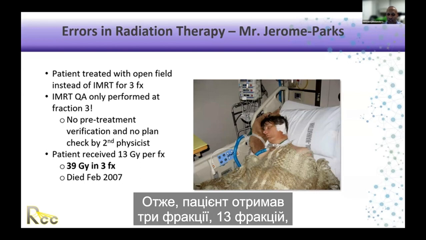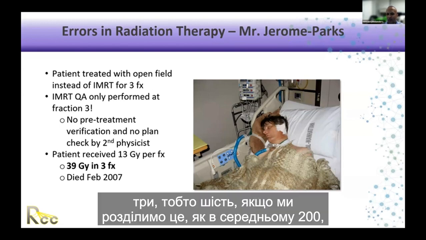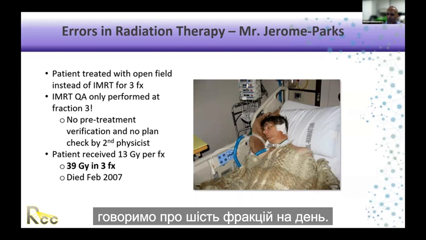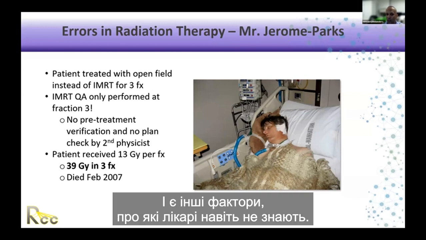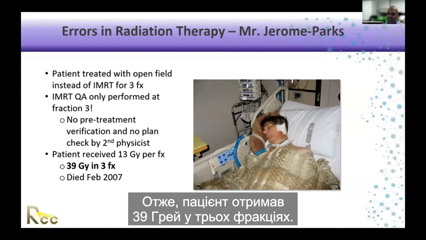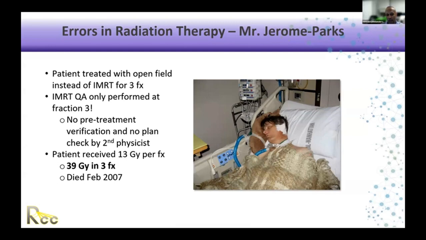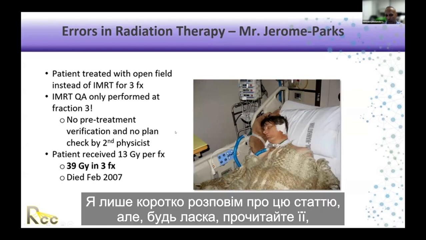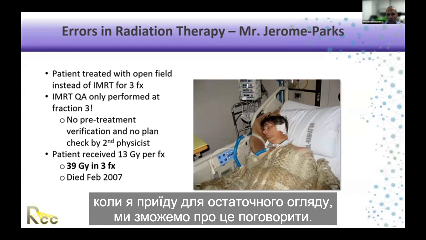So the patient was treated with 3 fractions, 13 gray per fraction. Think about it. If you divide it, the average is like 200 centigray, so you're talking about roughly 6 fractions' worth of dose in one fraction. And it's open MLC, and there are other factors that physics we don't even know. So the patient got 39 gray in 3 fractions, and that treatment created a hole in the patient's neck. And he died in 2007. I'm just going brief on this article, but please read it, and if you have any question, next time when I come for the final review, we could talk about it.